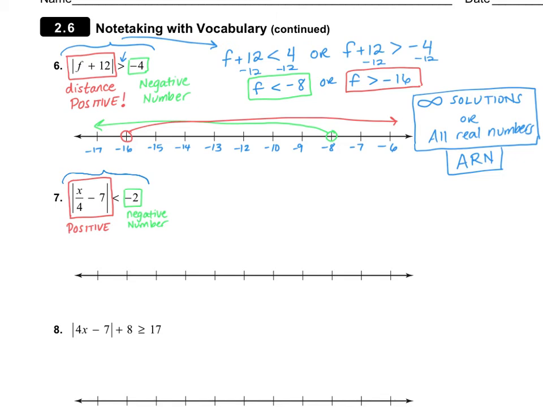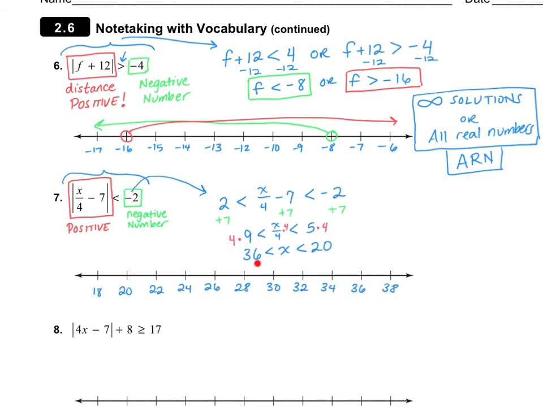So I'm going to take the opposite of this number here. It'll be +2 is less than what's inside the absolute value is less than the number that we're given, which is -2. And we're going to solve from there. So I end up getting 36 is less than x is less than 20. All right, so if I were to graph this, let's first graph this first part.